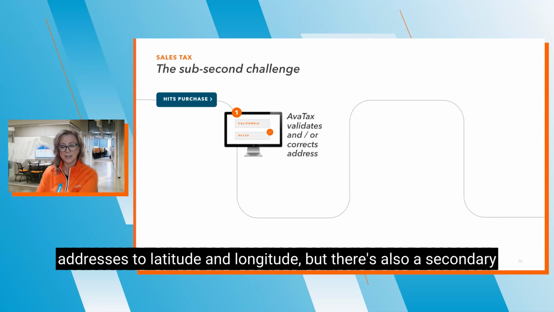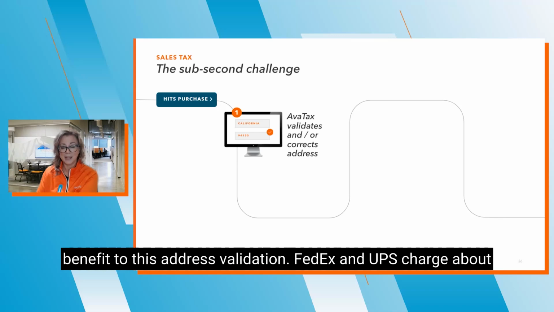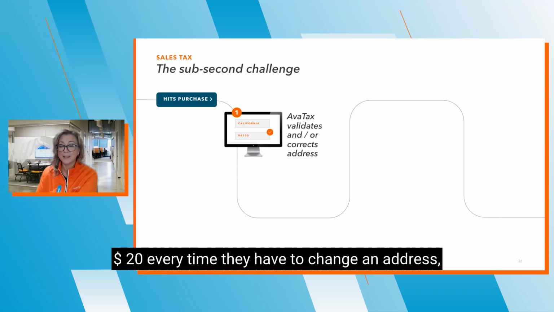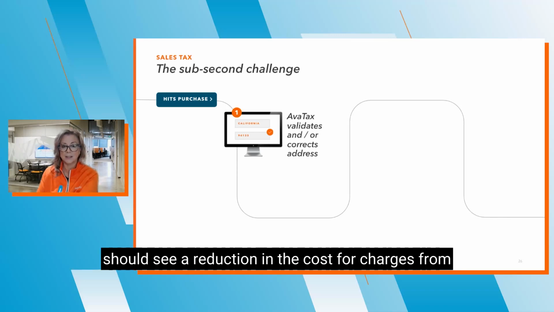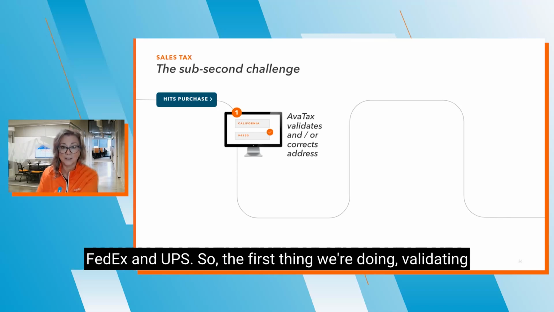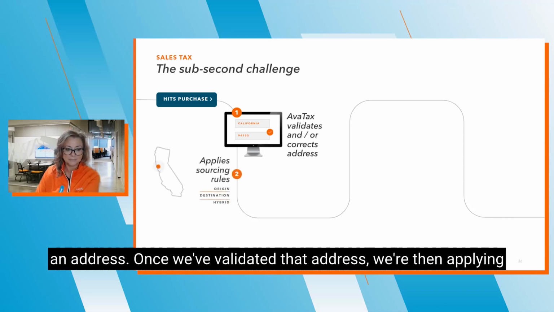But there's also a secondary benefit to this address validation. FedEx and UPS charge about $20 every time they have to change an address because it's incorrect. Well, if we're validating that address, you should see a reduction in the cost for charges from FedEx and UPS. So the first thing we're doing, validating an address.